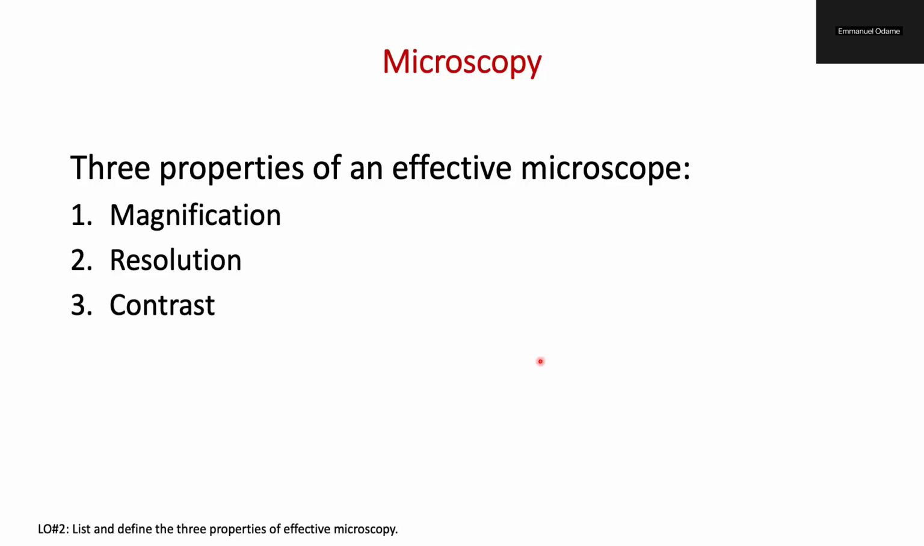So for an effective microscope, we have three properties. To be able to see a microbe clearly, you need three things: magnification, making things bigger; resolution, making things sharper; and contrast, making it stand out. Without all three, you just have a blurry and invisible image.